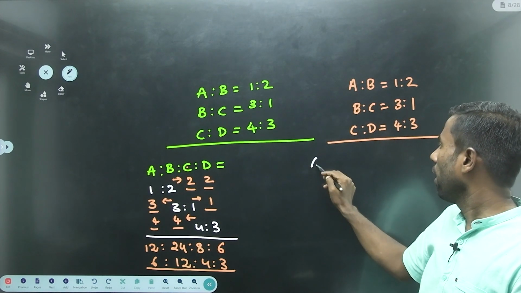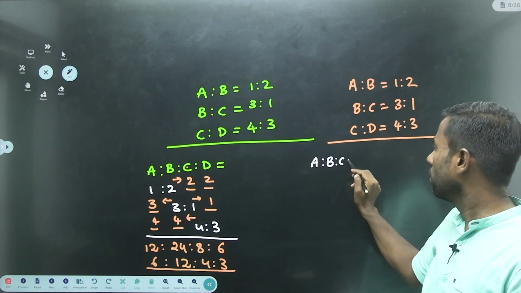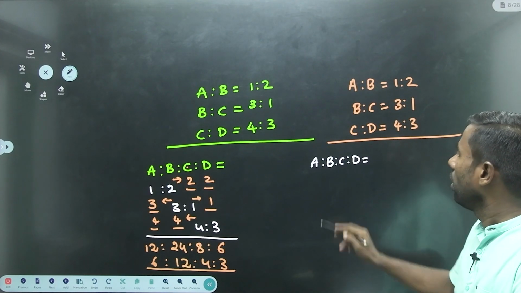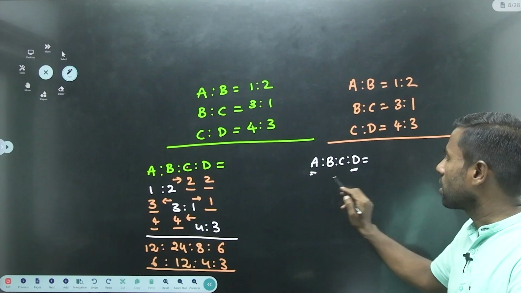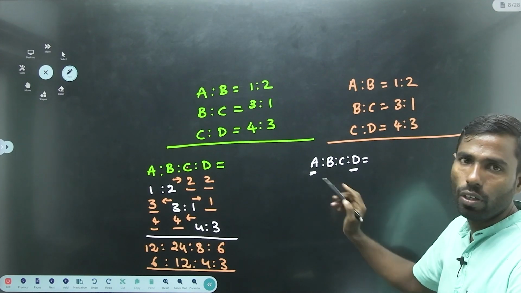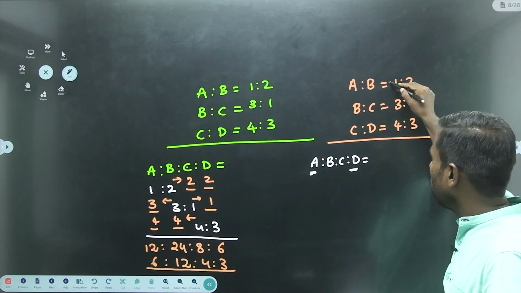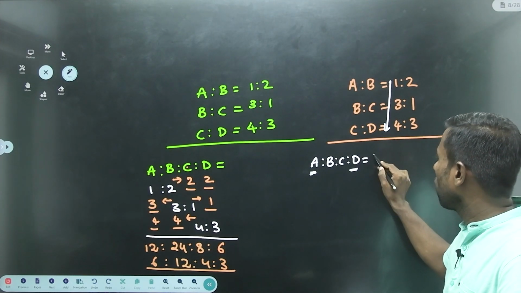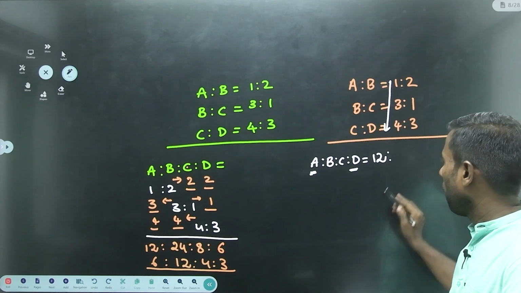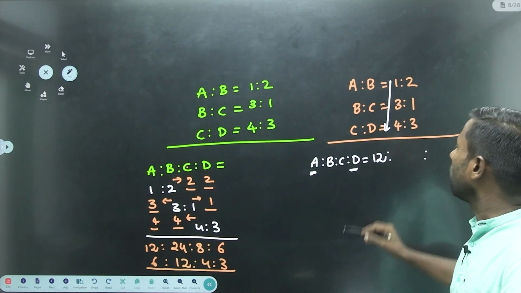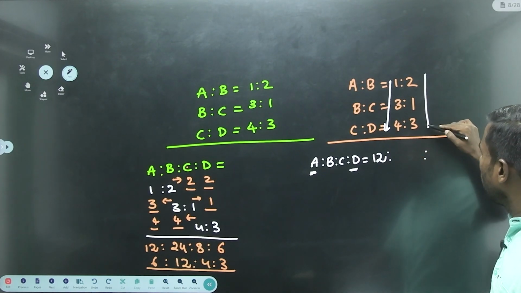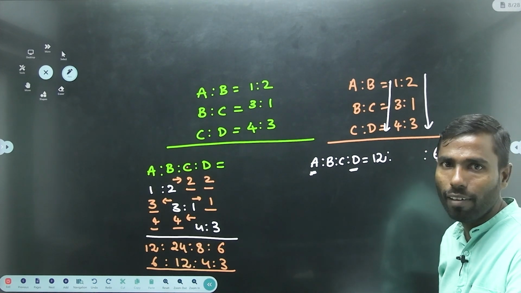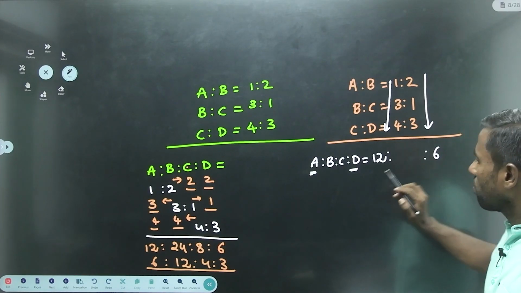Now we have to find out the A ratio, B ratio, C ratio, D ratio. A is the first one, D is the last one. To find out the first value, multiply the first column: 1 into 3 into 4, which is equal to 12. D is the last value: multiply the last column, 2 1s are 2, 2 3s are 6. Now we have to find out the middle values. Be careful here, don't get confused.